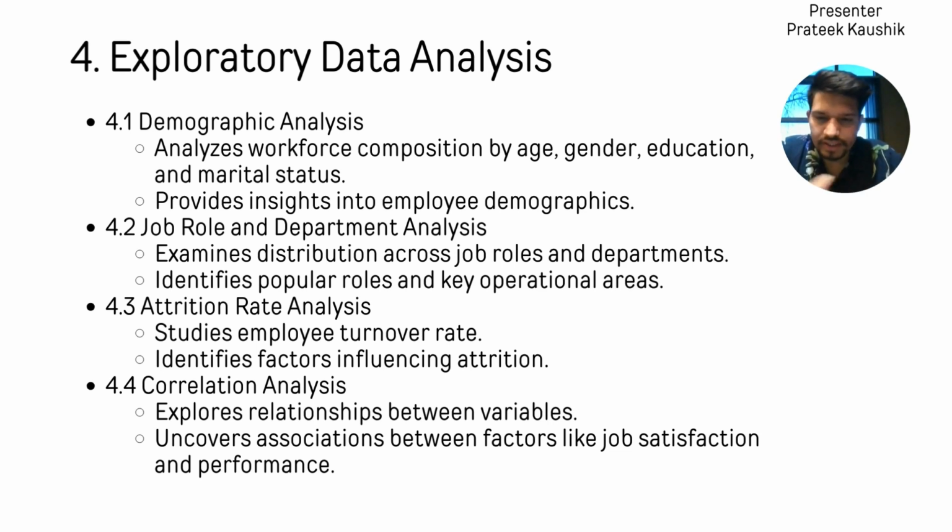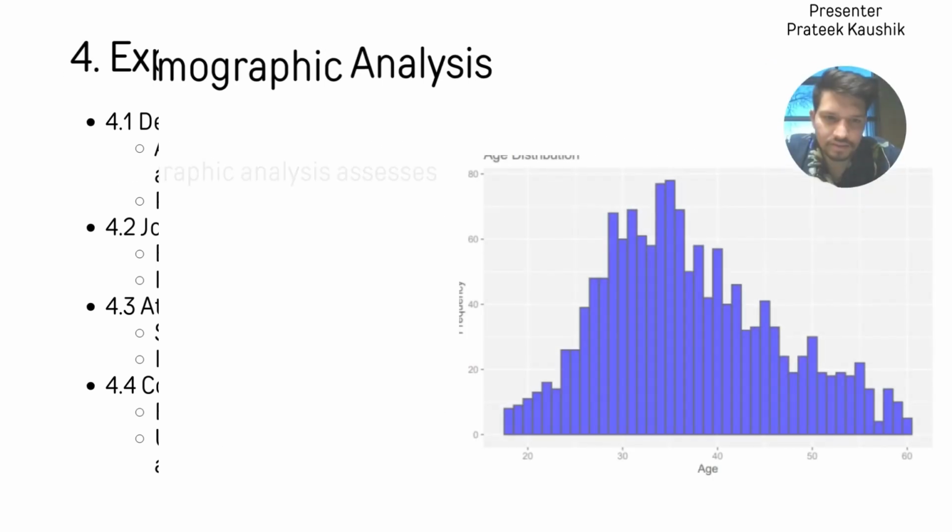In which we analyze the workforce composition by age, gender, education, and marital status, which provides insights into employee demographics. Next in the EDA we have job role and department analysis, wherein we examine the distribution across job roles and departments, identifying popular roles and key operation areas. The third one would be attrition rate analysis, where we study the employee turnover rate and identify the factors influencing attrition. And the fourth one in the EDA would be correlation analysis, wherein we are exploring the relationship between variables and uncovering the association between factors like job satisfaction and performance.